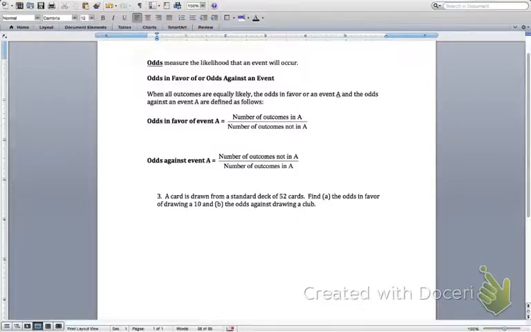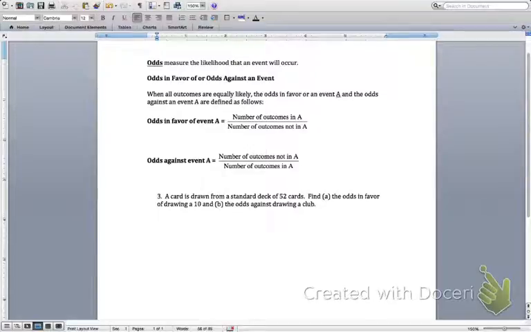Lesson 10.3, odds in favor, odds against, and example number 3. Odds measure the likelihood that an event will occur. Odds in favor of or odds against an event are used when all outcomes are equally likely. The odds in favor of an event A and the odds against an event A are defined as follows.